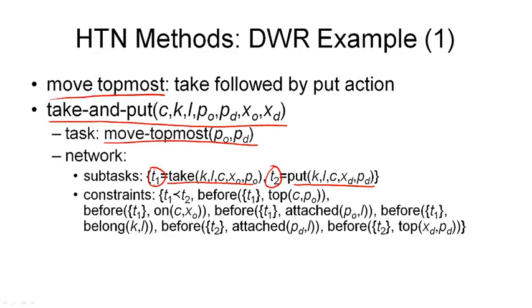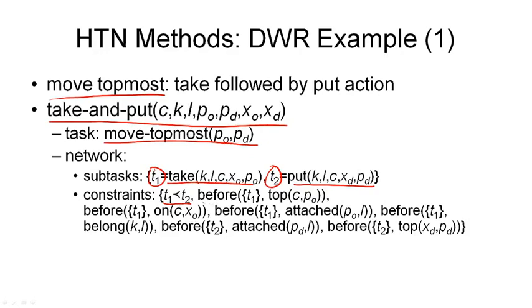So the first subtask is called T1 here. That's a local name for the subtask. And the second one is called T2. Other than that, the subtasks are the same. But then I add general constraints to this network to complete this HTN method. And the first constraint I have is that T1 must be before T2. So that's an ordering constraint I add here.